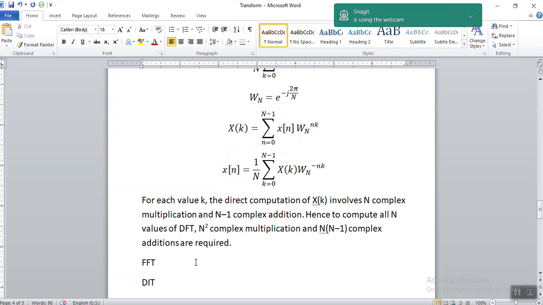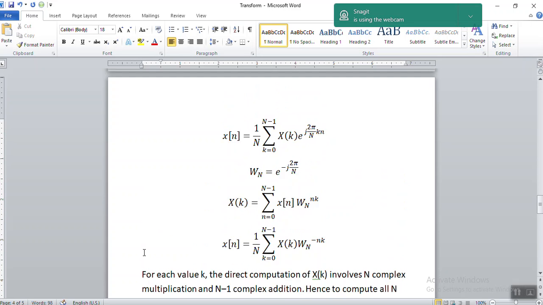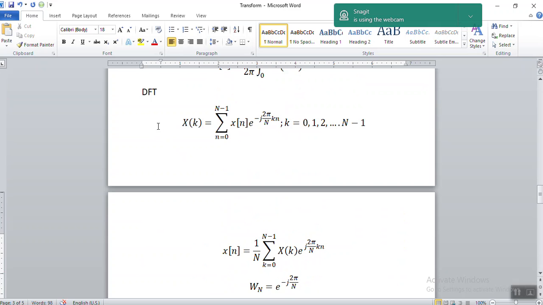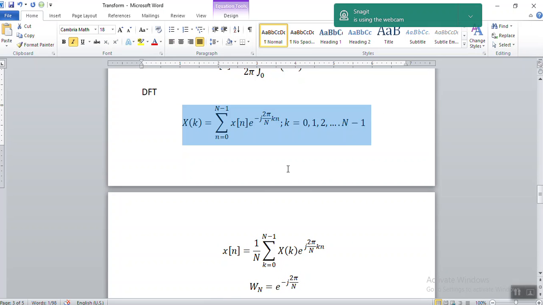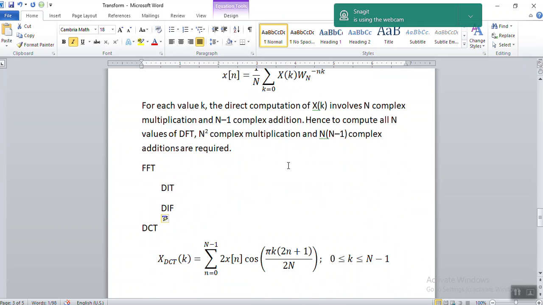So, together J. W. Cooley and J. W. Tukey proposed an algorithm called FFT, fast Fourier transform. This fast Fourier transform is nothing but a computer algorithm for the efficient calculation of DFT, the fastest computation of the DFT. Here I am not going to explain this FFT. FFT is nothing but fast Fourier transform. It is nothing but your computer algorithm.